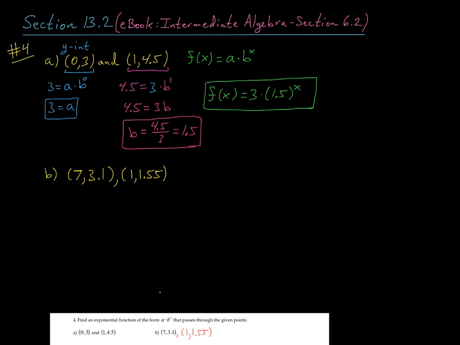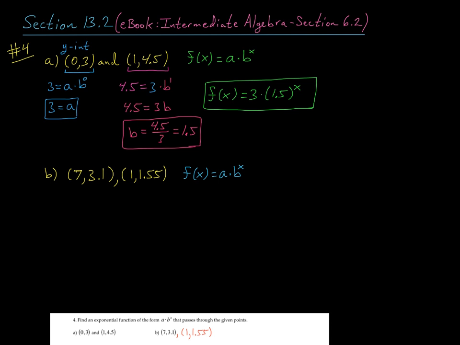Now for part B, I apologize for this, I somehow lost my second point. That should be (1, 1.55). For whatever reason it disappeared on me. Okay, but we'll go ahead and just approach this in much the same way. We have f of x is a times b to the x.